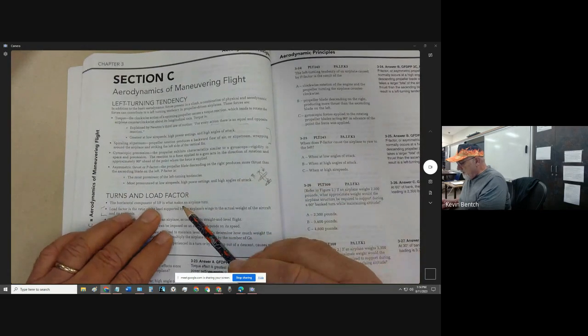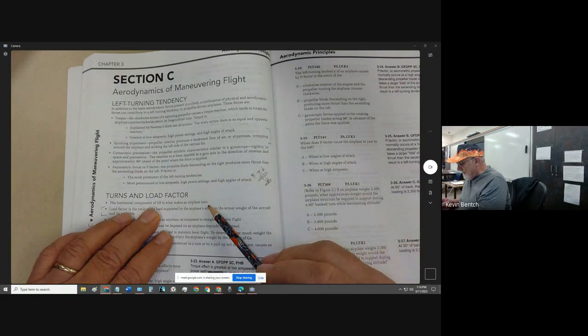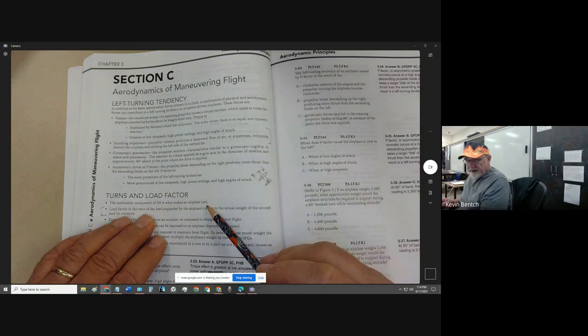The horizontal component of lift is what makes an airplane turn. That's important to know because it's not intuitive.